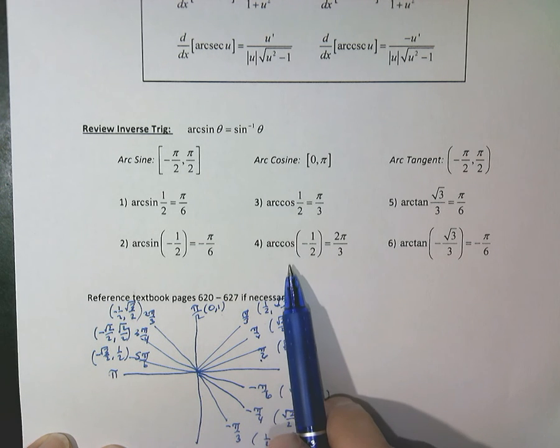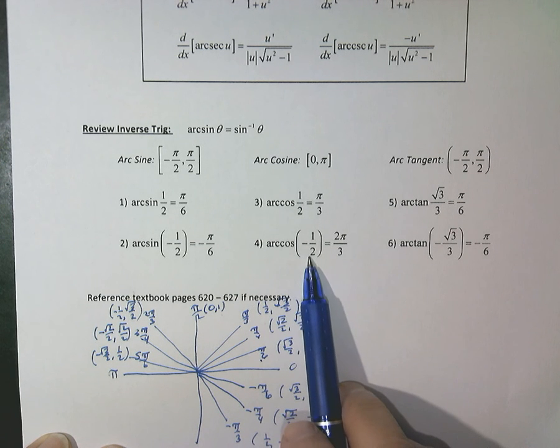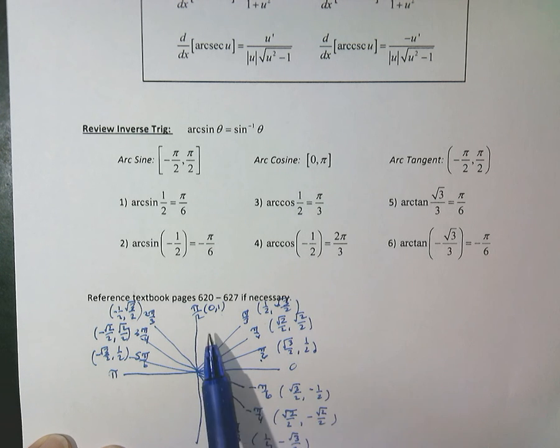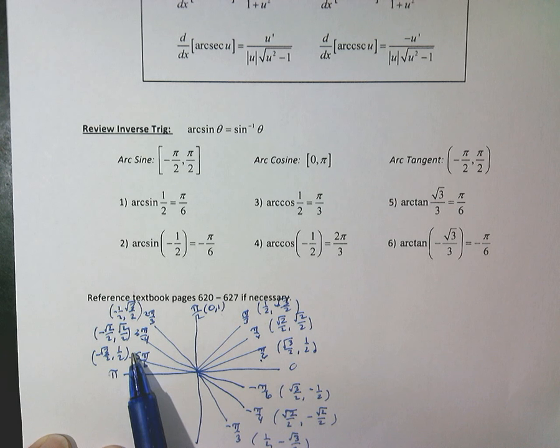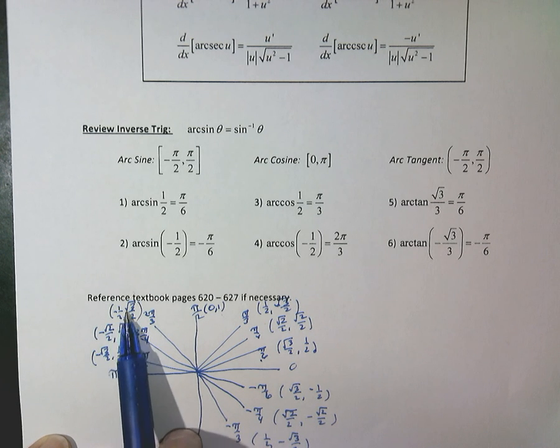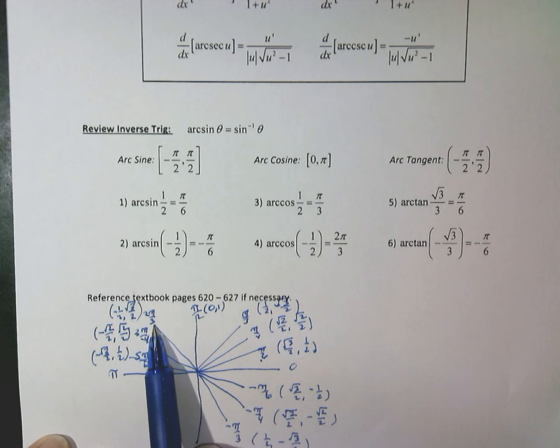Let's look at number 4. Arc cosine of -1/2. I want to find -1/2. Cosine's negative in the second quadrant. So -1/2 has got to be the x value. Here's the x value of -1/2. So the angle is 2pi/3.